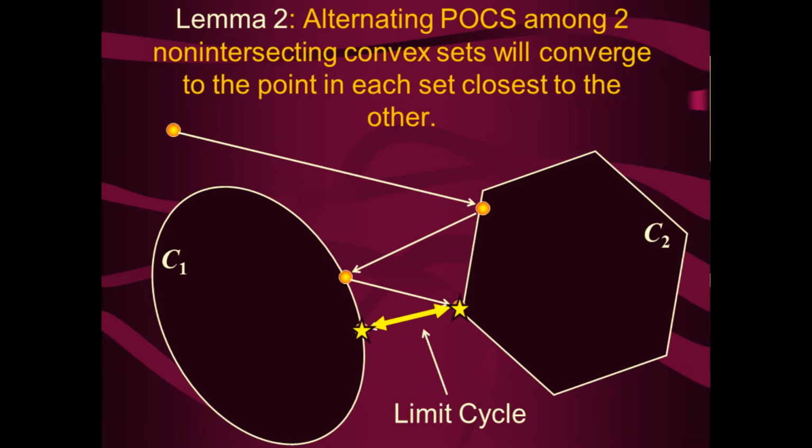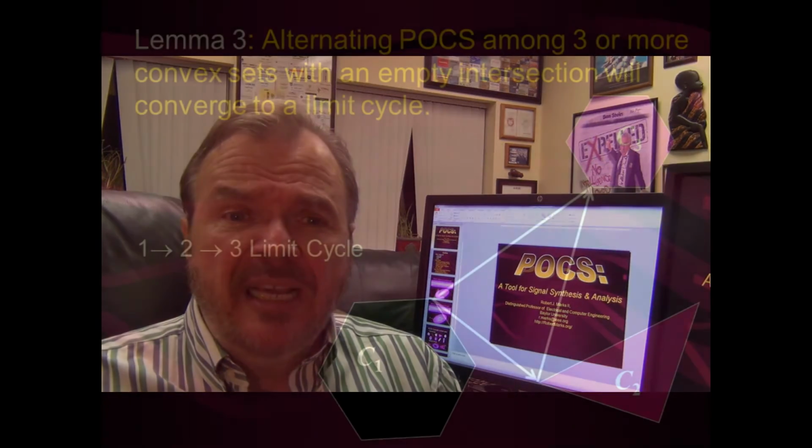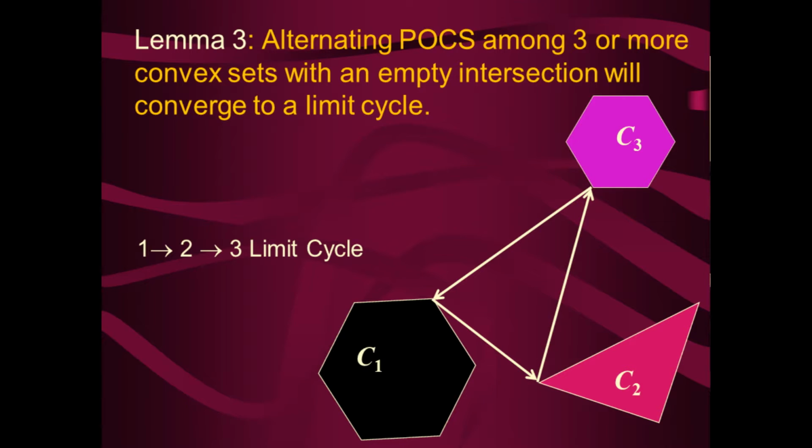But what good can we make of it? Well, before we talk about that, let's extend this now to three convex sets and what happens when you have three non-intersecting convex sets, as is shown in this slide. We have C1, C2, and C3. Now, if we project onto C1, C2, and C3, we will also end up with a limit cycle, this time a triangular limit cycle, which is shown here in white.